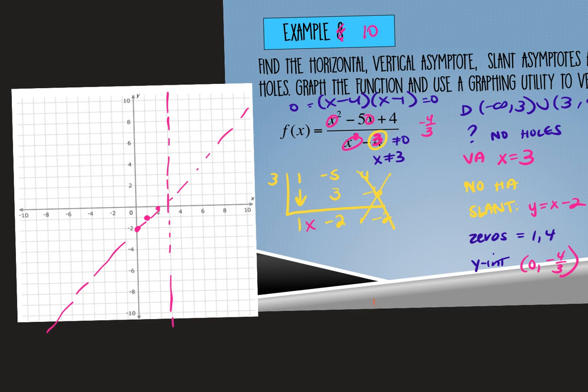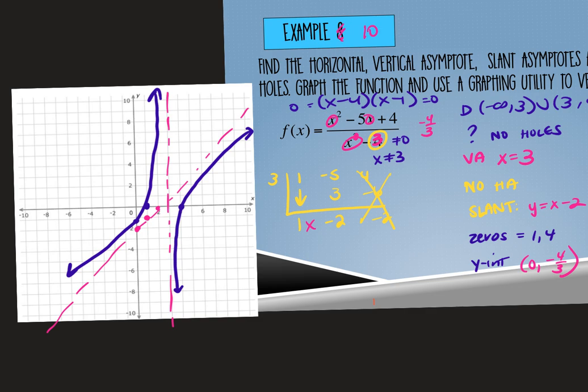Do the zeros help? Yes. Look at my zeros. I've got a 0 at 1, and I've got a 0 at 4. And I've got a y-intercept at 0 and negative 4/3, which is like right there. So where do you think these curves are going? They've got to cross through those points, right? This one's got to go here. And this one's got to go here. So they hug the asymptotes. They could either be little narrow, like narrow little V's kind of, but fluid. Or they could be really wide, depending on what section they go in.